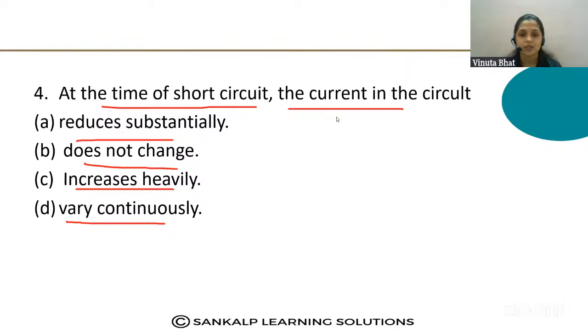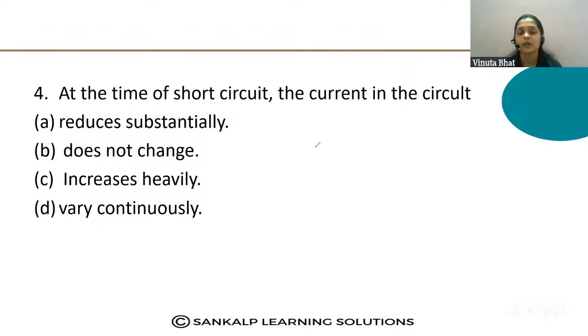You know what a short circuit is, right? If the insulation of the wires breaks down, then the two wires combine and form a short circuit.